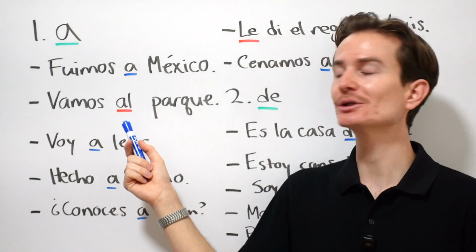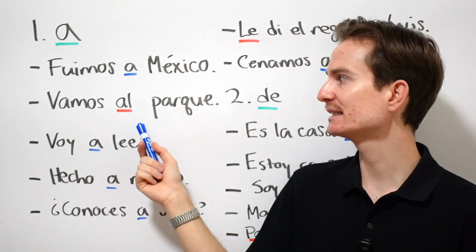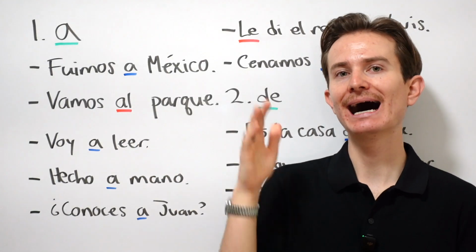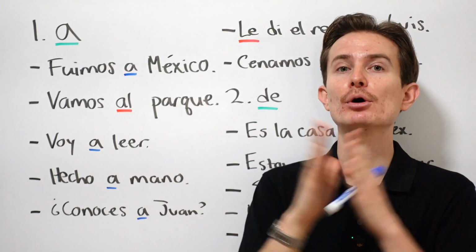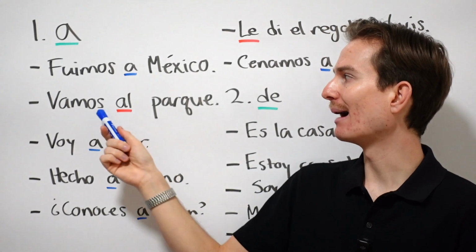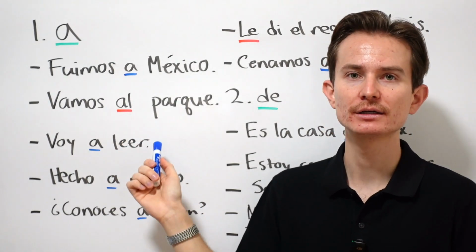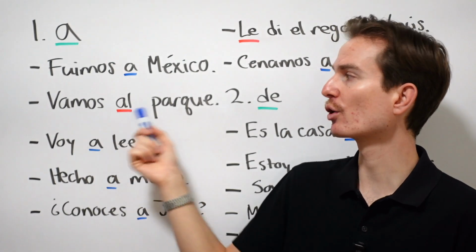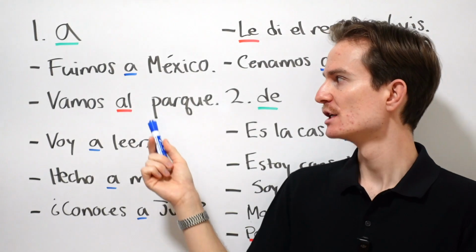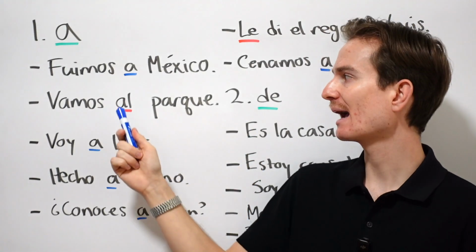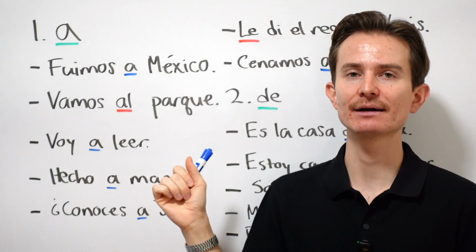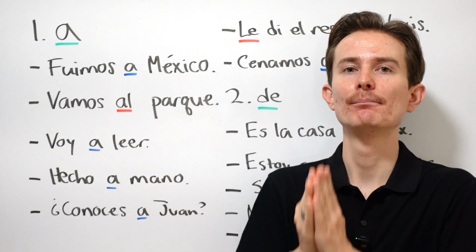Now notice how I underlined al. You might have not seen this before. Al is simply a and el put together. So instead of saying vamos a parque, which would just be we're going to park, right? Sounds like we're a caveman. We want to say we're going to the park. So we need to put el. But instead of saying vamos a el parque, we say vamos al parque.